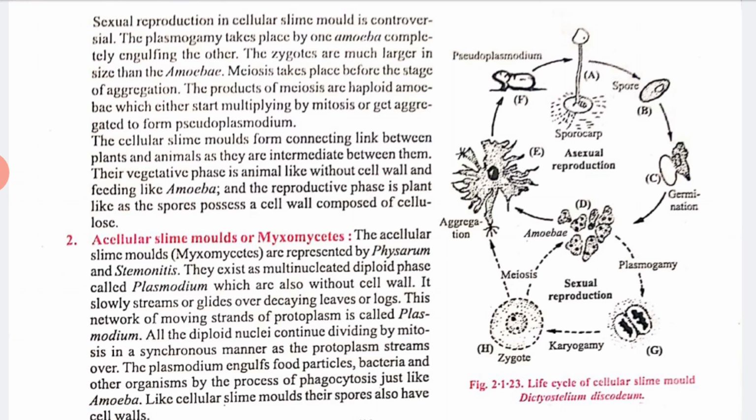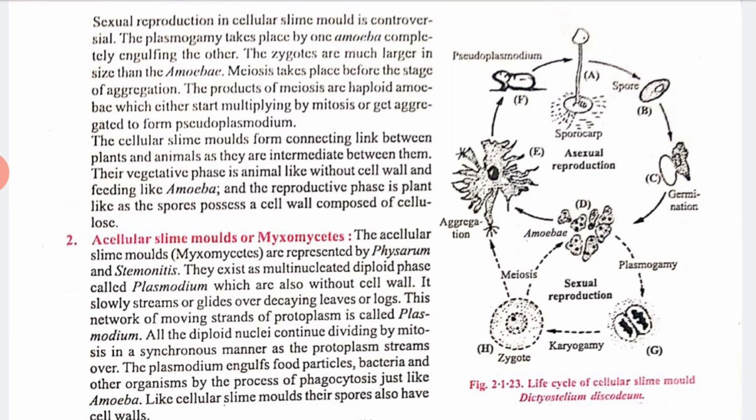Okay, so after amoeba formation they will change into aggregation. You can see they attach, they fully attach. So aggregation, and at last they will form the pseudoplasmodium. You can see it at point F, right? So this is about asexual reproduction.